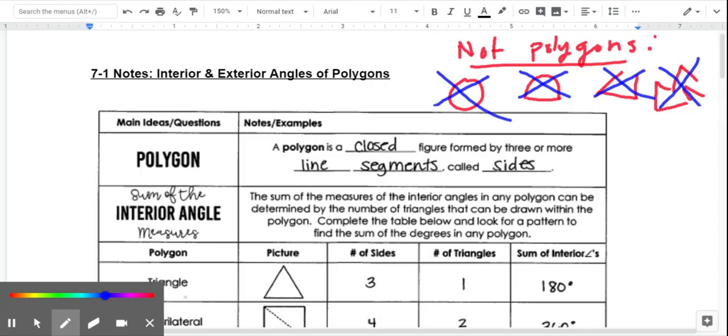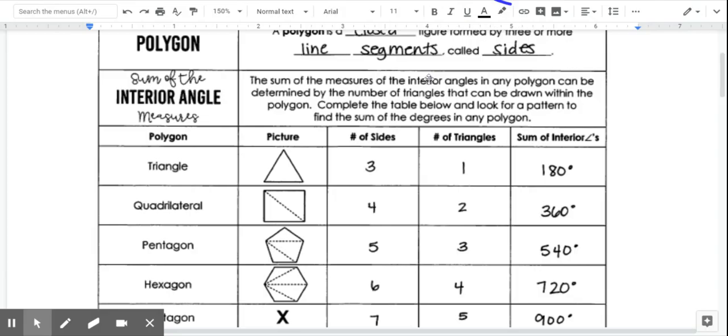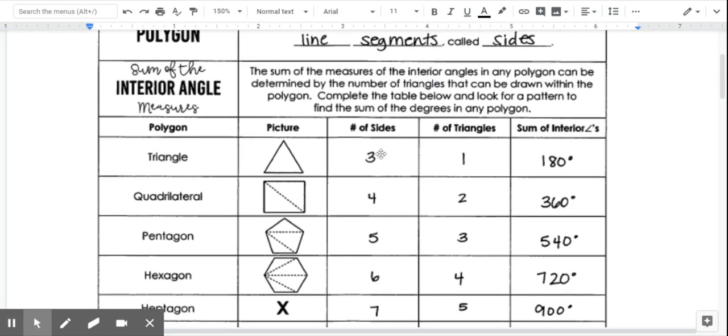The sum of the interior angles, so the angles on the inside of the polygon. The sum of the measures of the interior angles in any polygon can be determined by the number of triangles that can be drawn within it. So we need to complete the table below and look for a pattern. Most of this is already completed for you, as you can see.